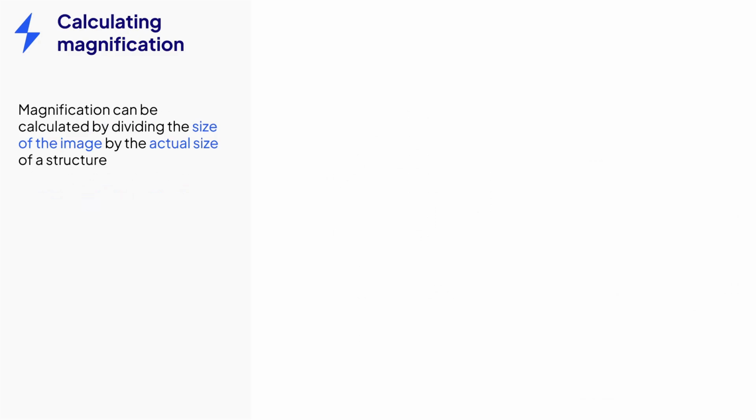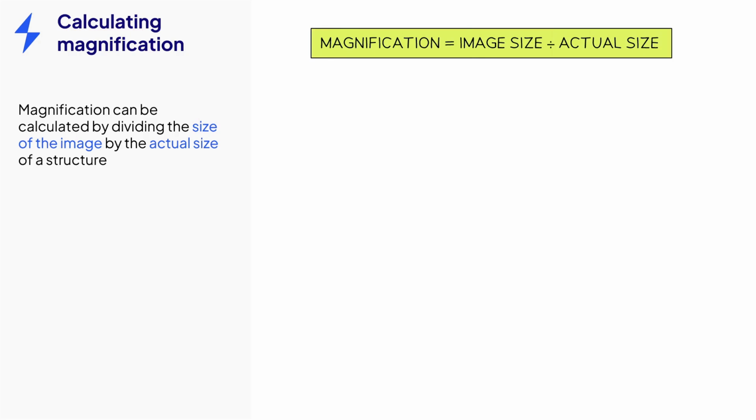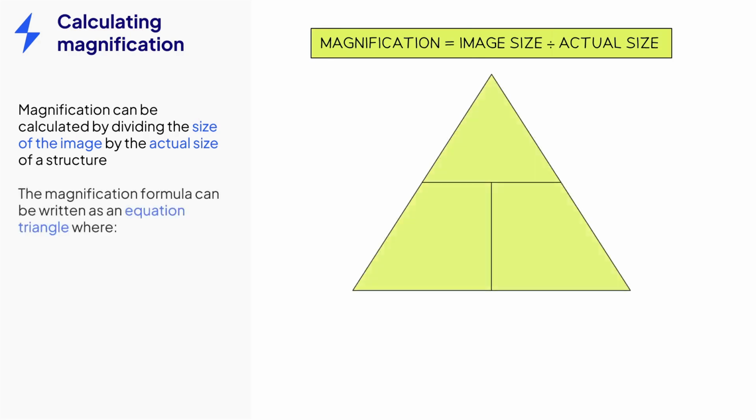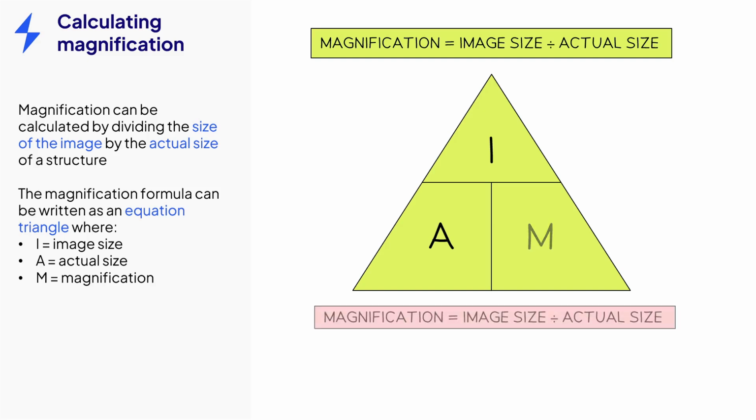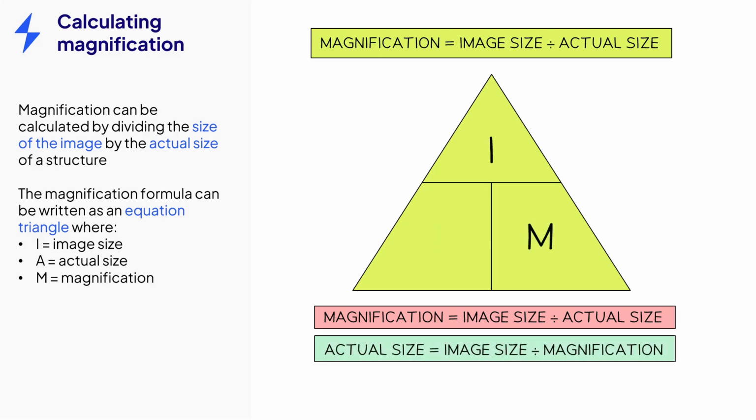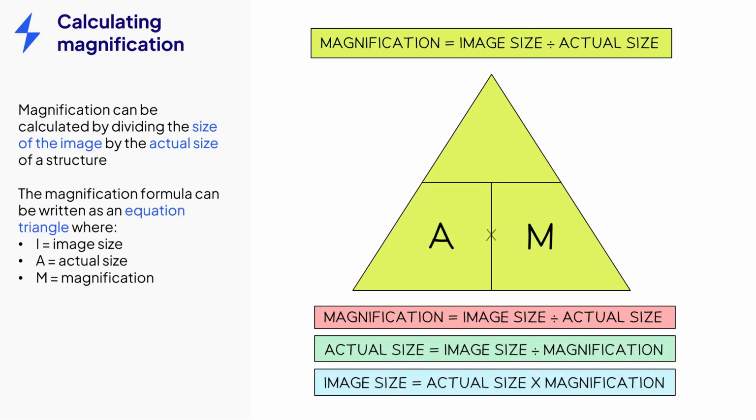The magnification of an image can be calculated by dividing the image size by the actual size of an object. This formula can be written into an equation triangle, where I represents image size, A represents actual size, and M represents magnification. The triangle allows us to easily rearrange the equation. Magnification is I divided by A, actual size is I divided by M, and image size is A multiplied by M.